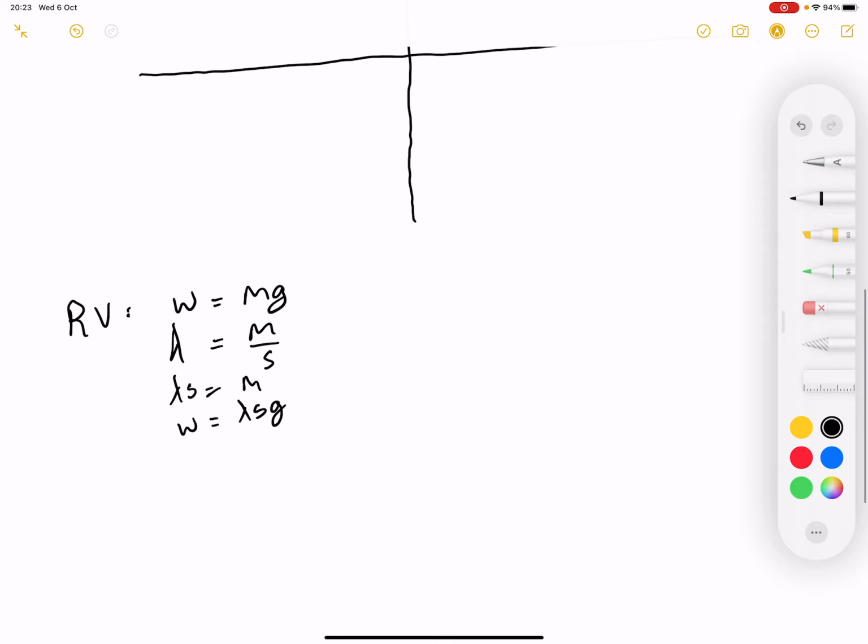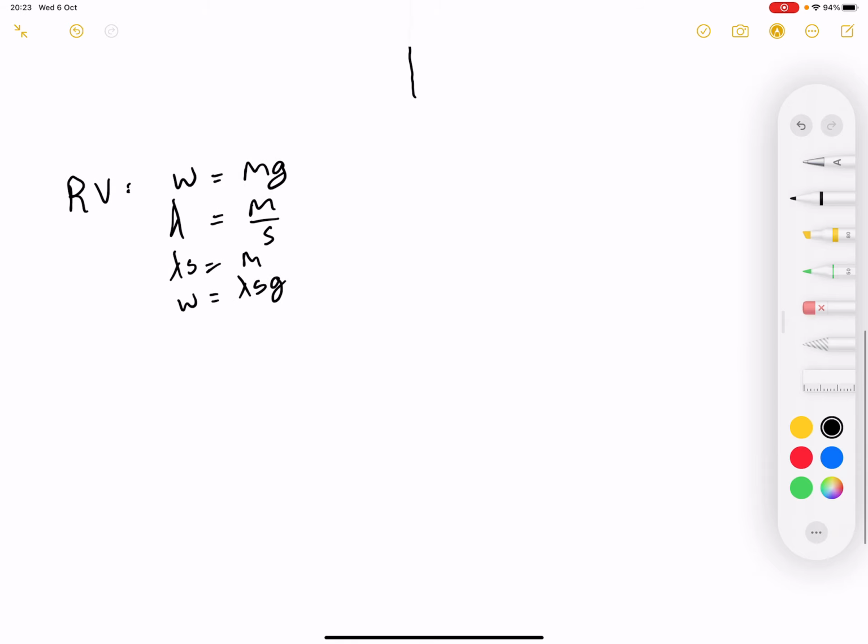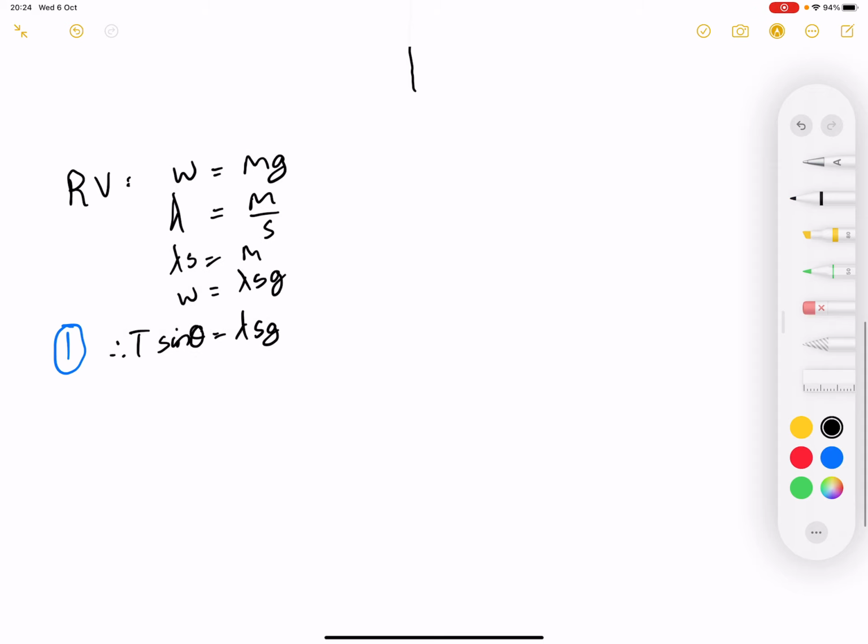Okay, and we know that the only other vertical force is T sine theta. So T sine theta is equal to lambda SG. That is our first equation, and we're going to call it equation 1. I'll do it in blue, just so it's easy to find later, because I will be referring back to all of these equations after we've formed them.